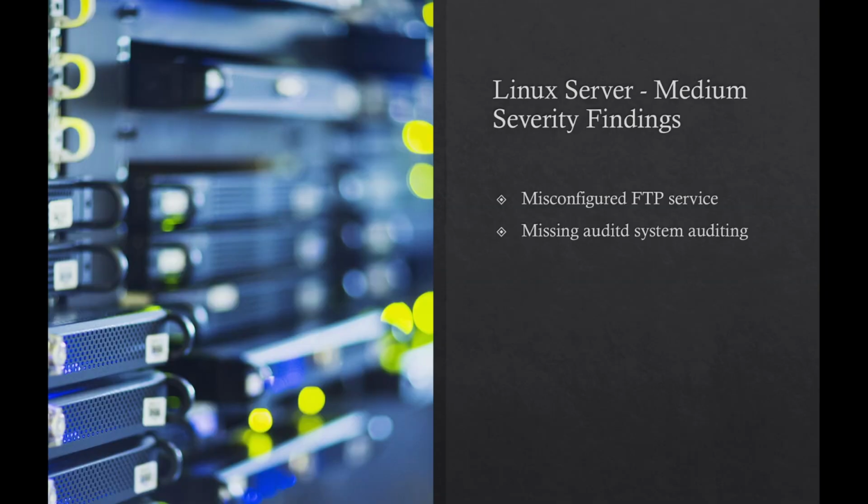Now we're back on Linux. On the Linux server, two medium risk findings were identified. First, the VSFTPD FTP service was misconfigured, exposing data transmissions without encryption. FTP is considered highly insecure today because credentials and files can easily be intercepted. Second, the system lacked any kind of auditd, a critical tool for tracking unauthorized activity and changes across the file system, leaving the server less prepared for forensic investigations.